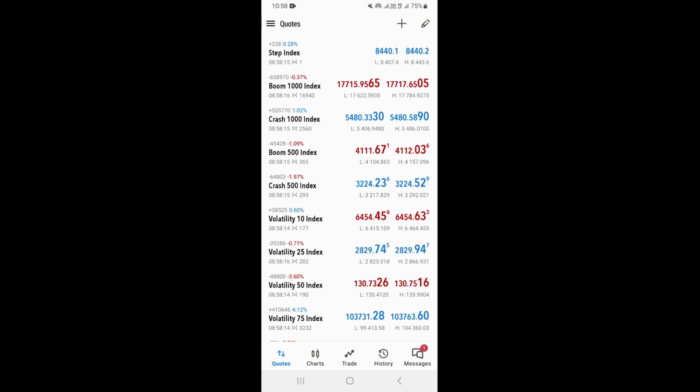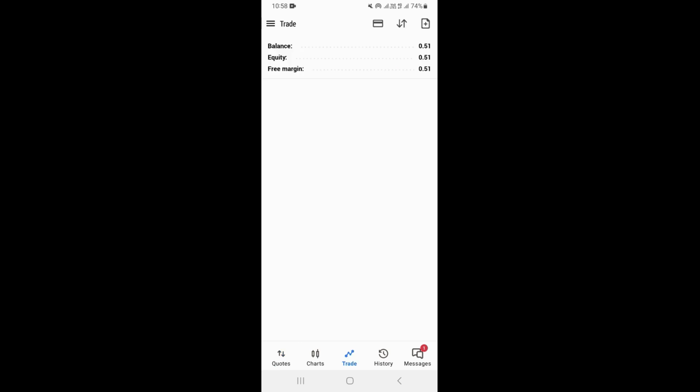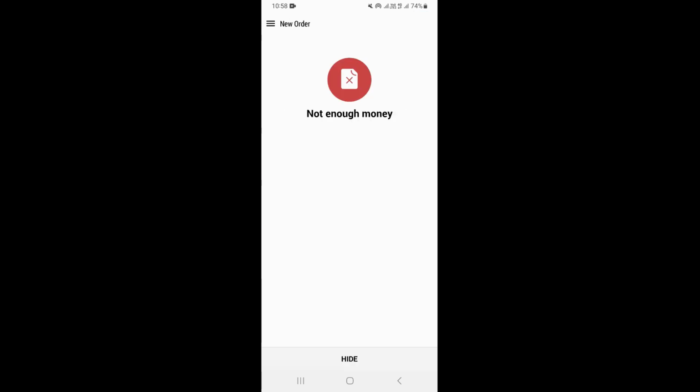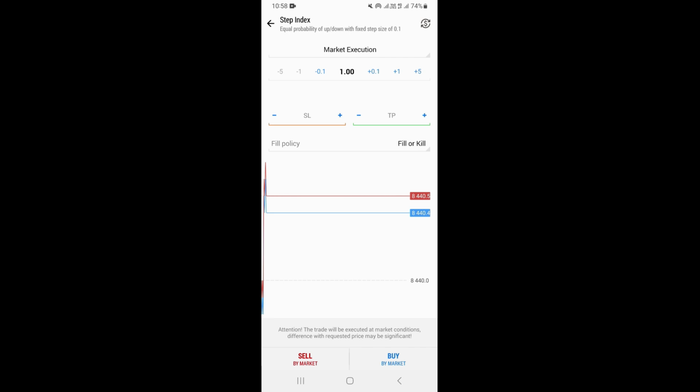if I go ahead and click on the trade wheel, which is the icon in the middle section, and go ahead and click on the plus icon in the upper right hand corner here, and try to open a trade right here by clicking buy, you can see I'm getting this error here which is saying not enough money. So how can you actually fix that?